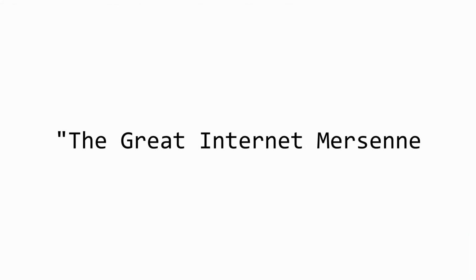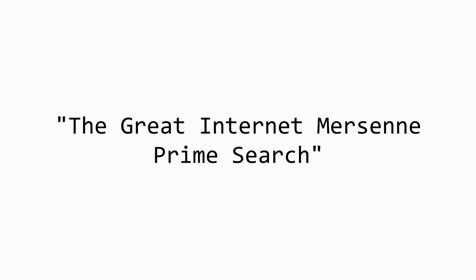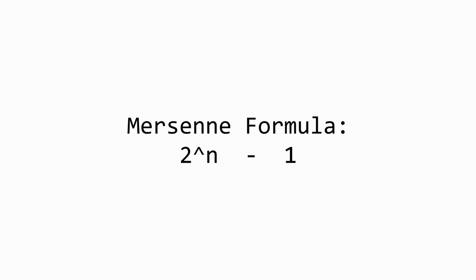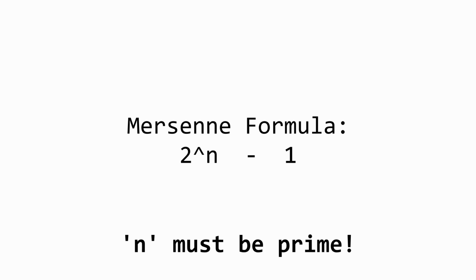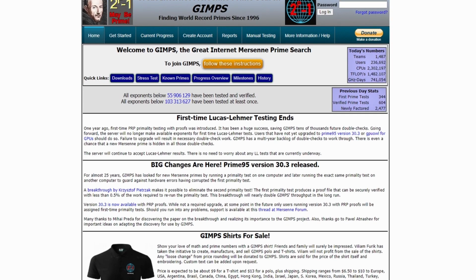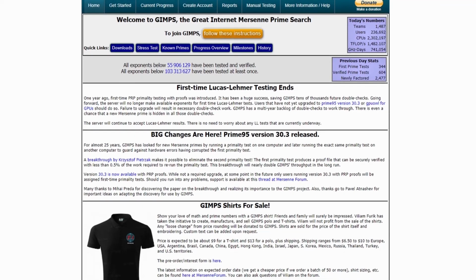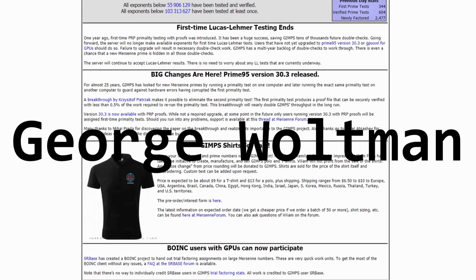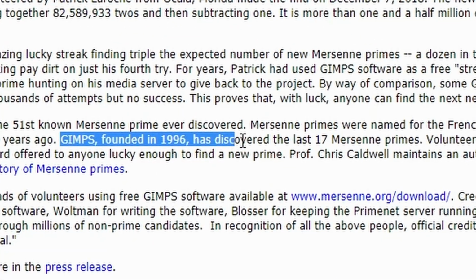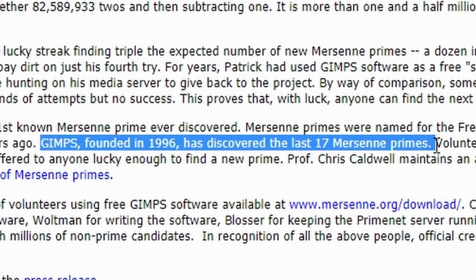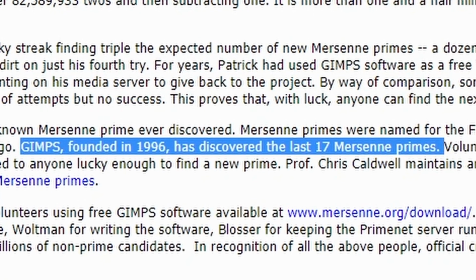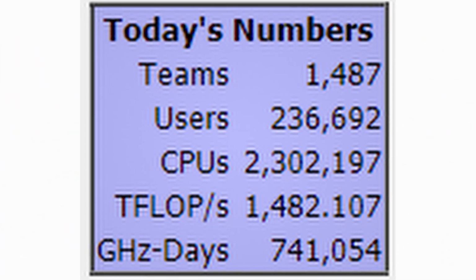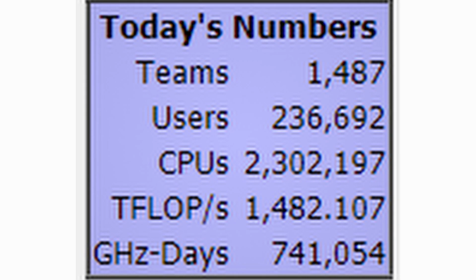The Great Internet Mersenne Prime Search has a really cool ring to it. We'll go over this more later, but in short, Mersenne primes are any prime of the form 2 to the n minus 1, where n is a known prime number. The website mersenne.org likes to abbreviate its name to GIMPS, and it was founded all the way back in 1996 by George Woltman. Since then, GIMPS has discovered 17 Mersenne primes. How are they finding these primes? People volunteer through the website to use their computer's processing unit to contribute to the search.